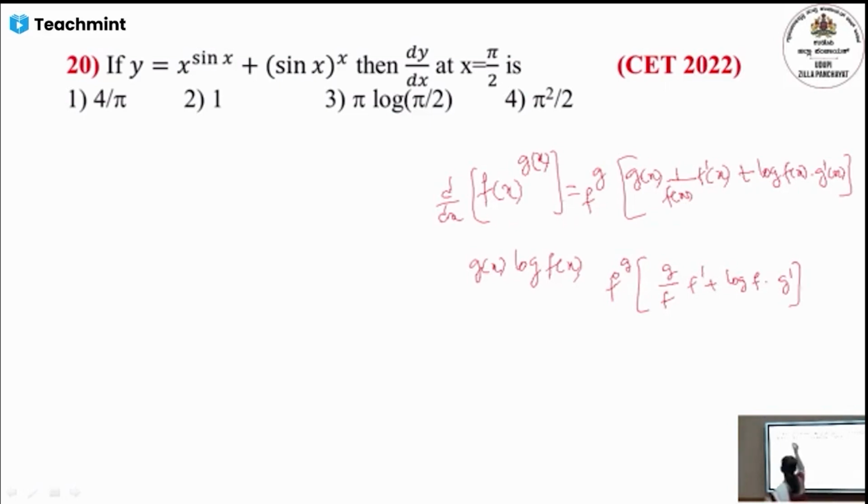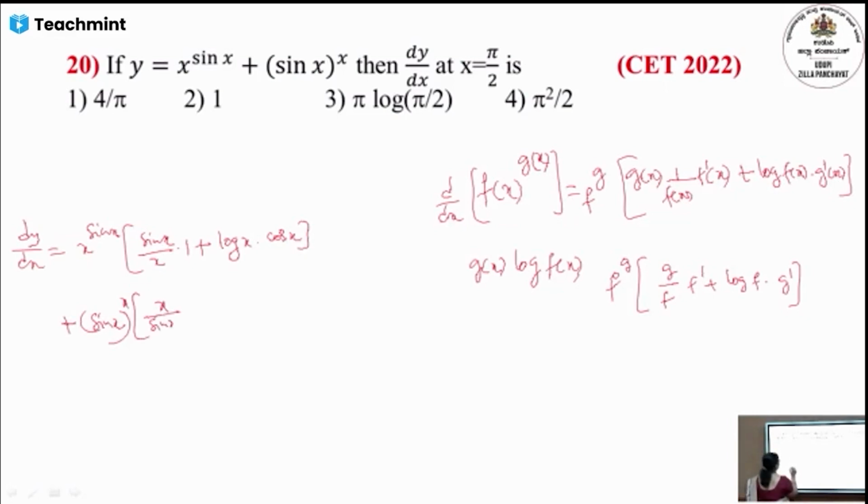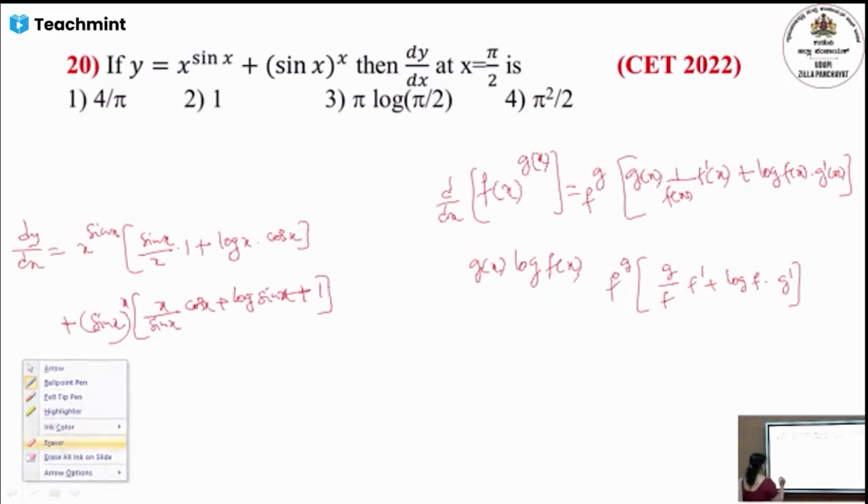So what should this be? X power sin x should be what? X to the power sin x into g is sin x divided by x, f dash is 1, plus log x, derivative of sin x is cos x, plus sin x to the power x. Here g is x, f is sin x, f dash is cos x, plus log of sin x, derivative of x is 1.